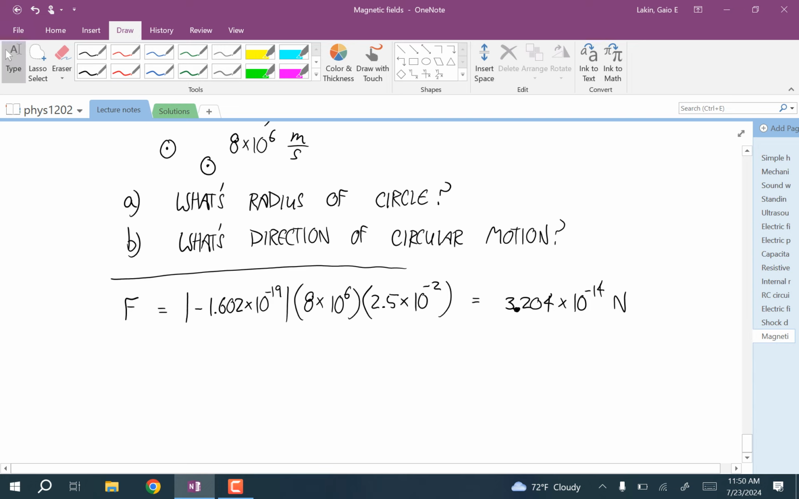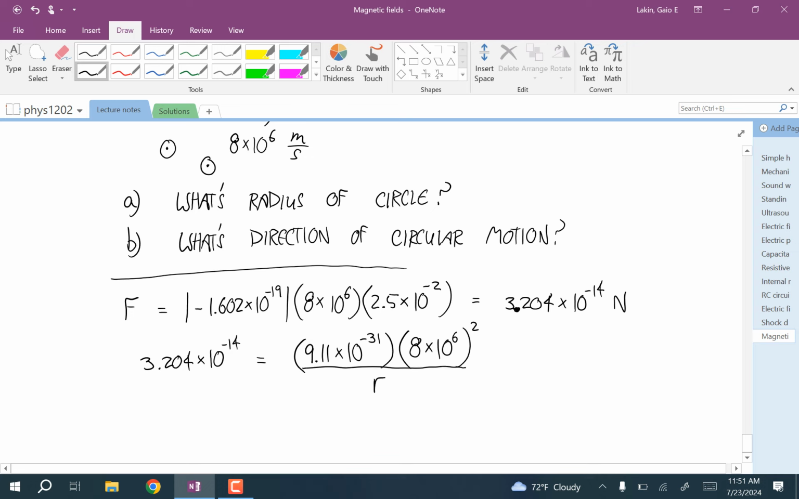And now we'll set that equal to the mass times the centripetal acceleration. So 3.204 times 10 to the minus 14th is equal to the mass of an electron, 9.11 times 10 to the minus 31st, times the speed squared, so 8 times 10 to the 6th, and then that's squared, divided by the radius.